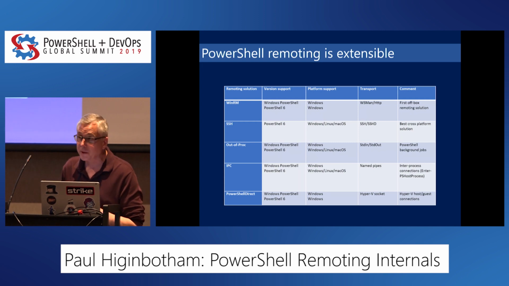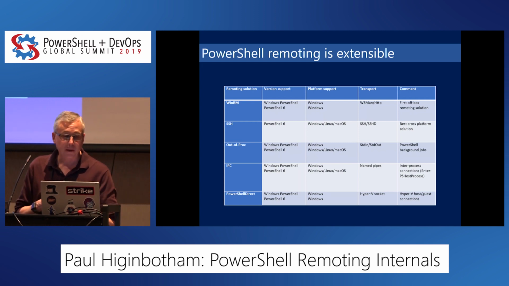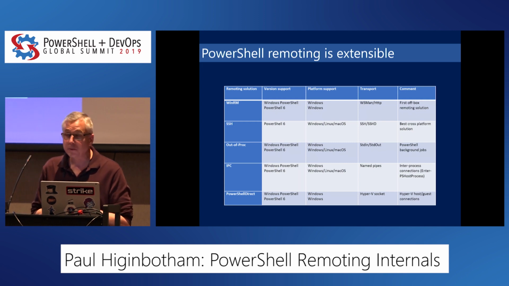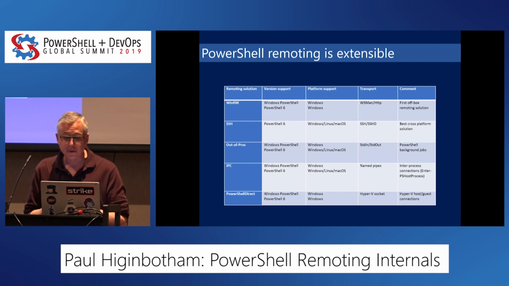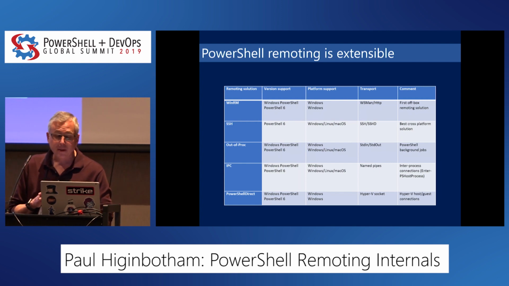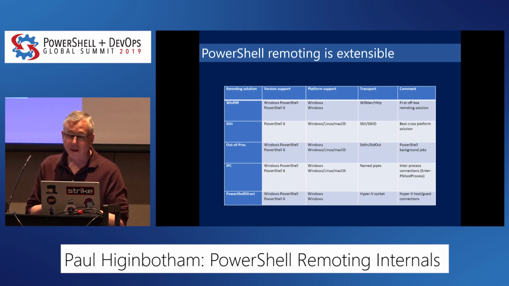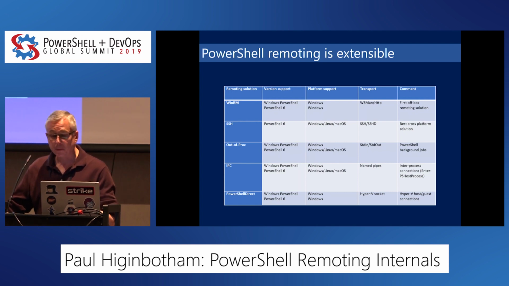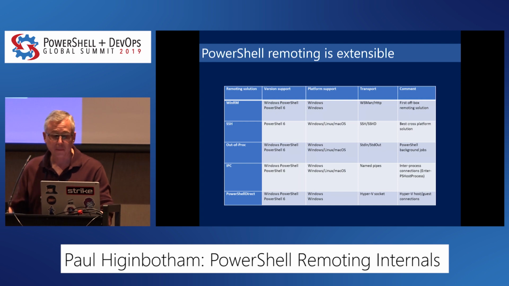Then there are 3 other implementations of remoting that are local, on box. One of them I call out of proc. It's actually what PowerShell background jobs use. When you do a Start-Job, PowerShell spins off a child process and runs the script or commands in that child process, and it uses the remoting system to communicate between the main process and the child process.